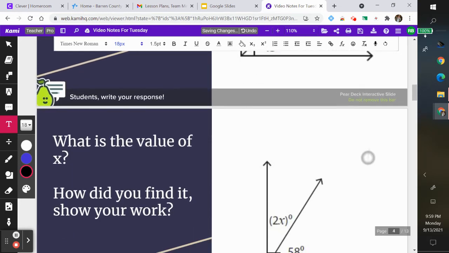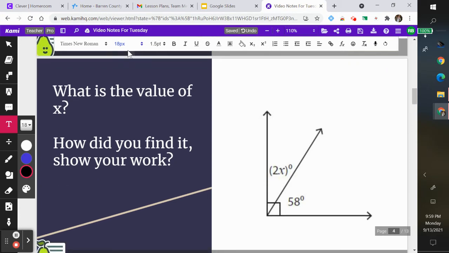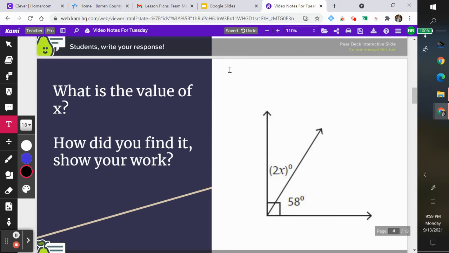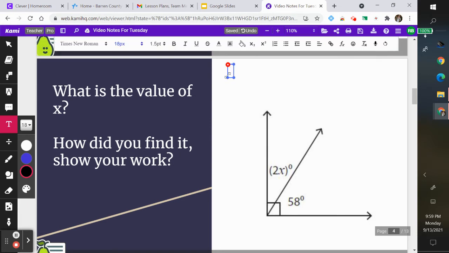Next thing that you'll learn is you can actually use the relationship to find the value of x. You can use it to solve equations. So number one, you're going to first find the missing measure. In this case, we're going to do 90 minus 58 to figure out what this angle here equals. When we do 90 minus 58, we are going to get 32.